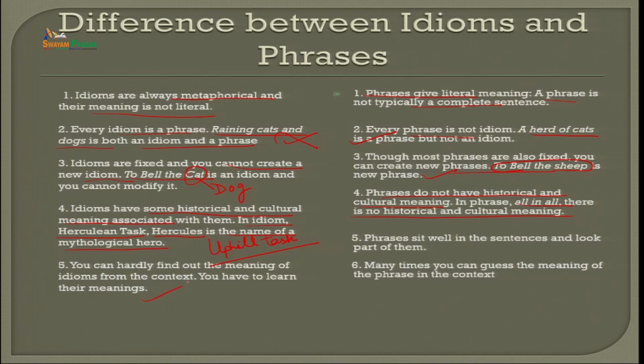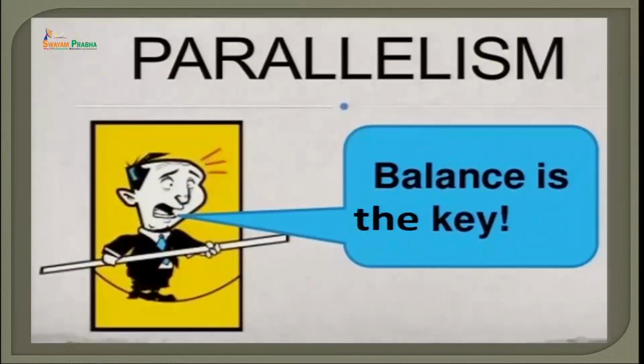You can hardly find out the meaning of any idiom on your own without knowing the definite meaning of it. You have to go through the dictionary to find out the meaning, everyone. Now, in that condition, many times phrases can be made on the basis of your understanding. So, with this note, we move forward towards parallelism.